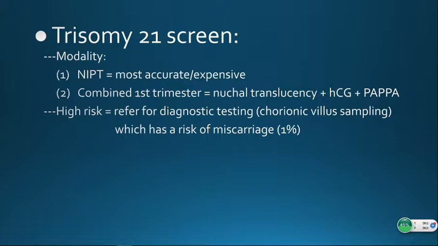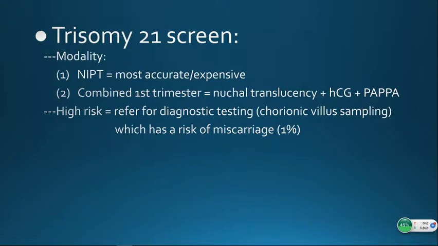Then we move on to trisomy 21 screening. This is not done in the first visit, but a bit later on. In short, NIPT, so non-invasive prenatal testing, is the most accurate test. It's a bit expensive, but it's good.